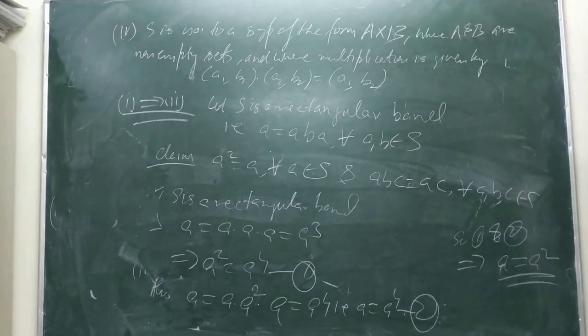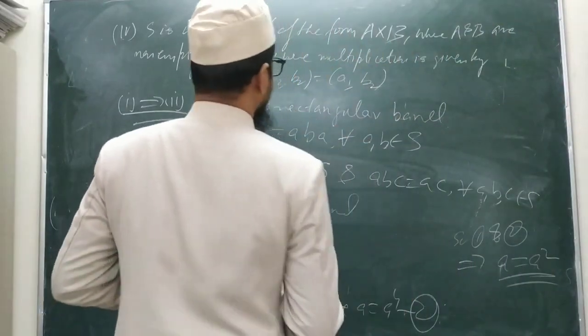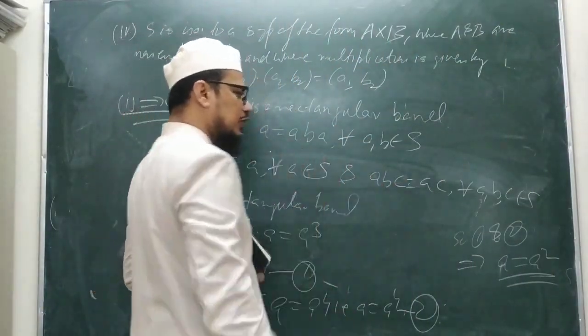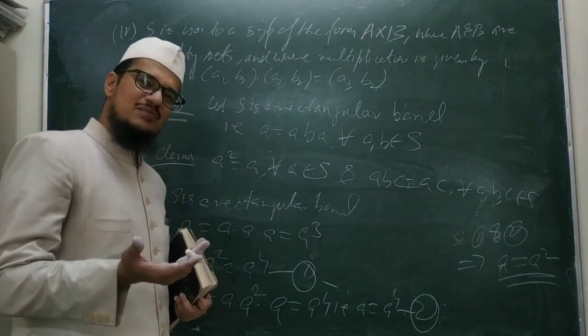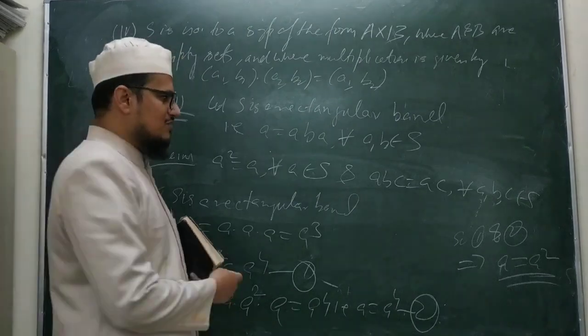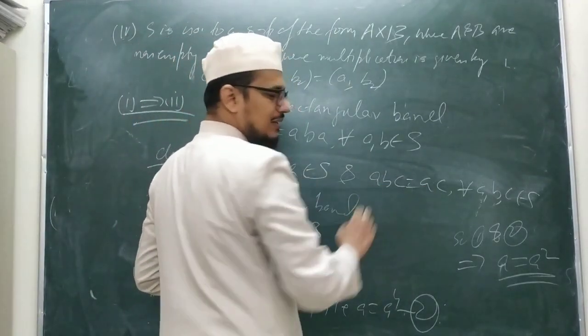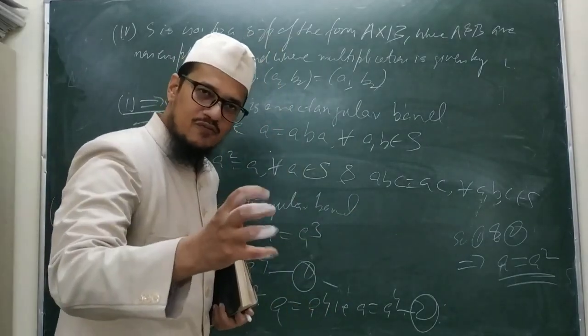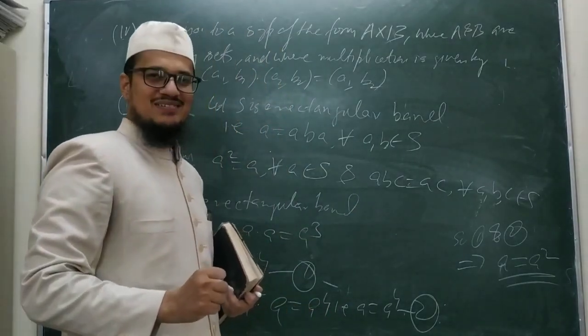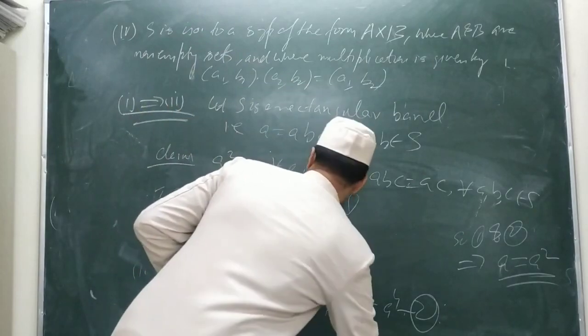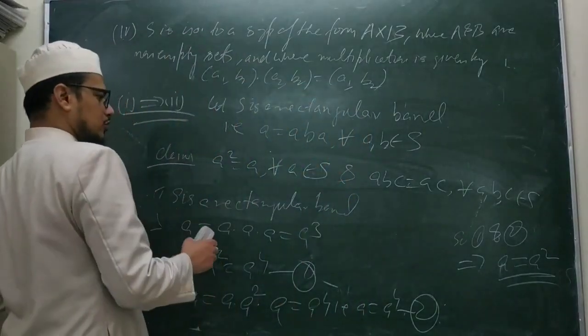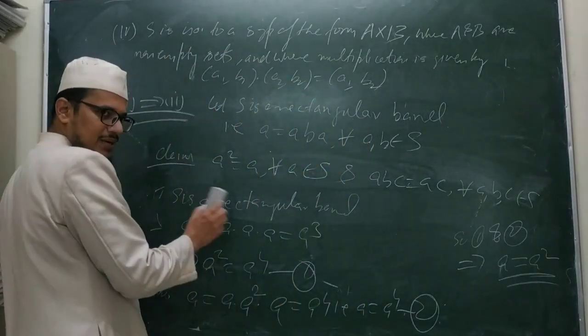So you have to prove it. Correct? Now you have to prove that ABC is equal to AC. ABC is equal to AC means that the first element into the second element into the third element is equal to the first element into the third element. It will absorb the middle element. Anyway, now see how to prove. So you can approach this.